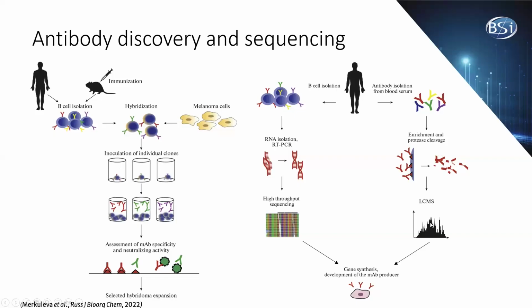And so why do we need to do this? Ultimately, once you've identified the antibody sequence, you can reverse clone and synthesize the gene and then develop a strain or system for expressing that monoclonal antibody and do batch production.